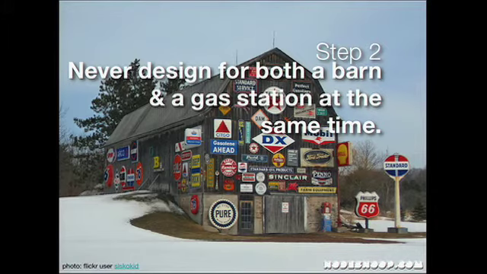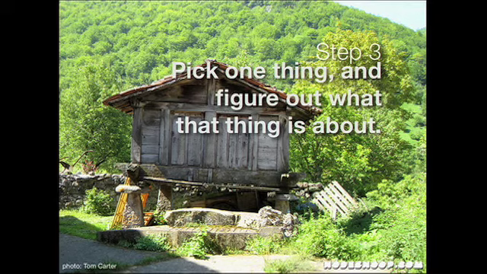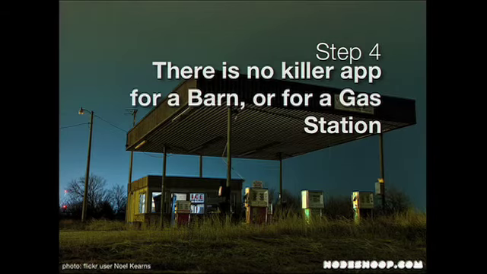You're going to end up with a cluster of this barn here, right? You're going to start incorporating barn features into your gas station application. That's just screwed up. So step 3, you've got to pick one thing about that location and really figure out what that thing is about, right? So basically, if I'm at a barn, what am I doing at that barn? Am I raising it? Am I shoveling hay? At the gas station, what am I doing? Am I pumping gas?